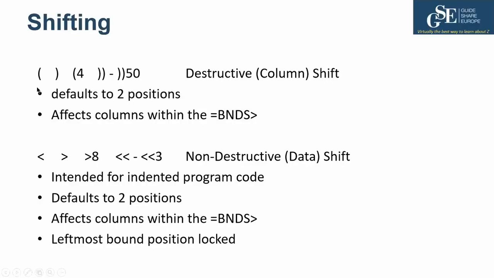ISPF supports 2 different kinds of shifting. The column shift is a destructive shift. The data shift is a non-destructive shift. You use either parentheses or the greater and less than for those type of things. By default, if you don't include a number, it will default to 2 positions. And this is affected by the bounds. We'll talk about bounds a little bit later, but if you've set bounds up, that's the only thing that will shift.